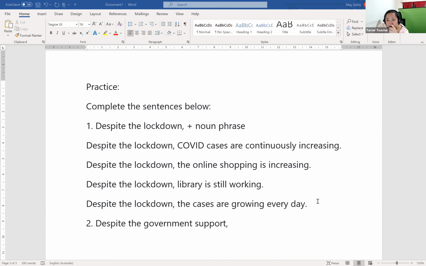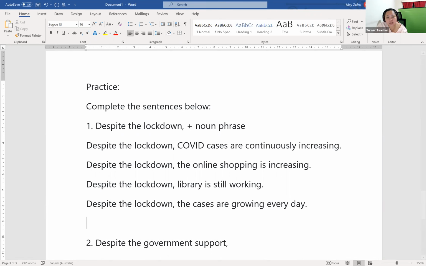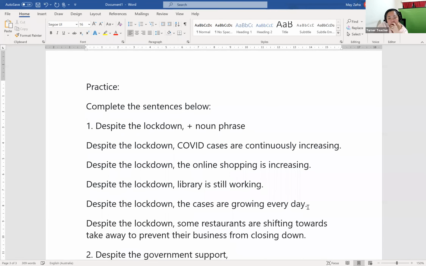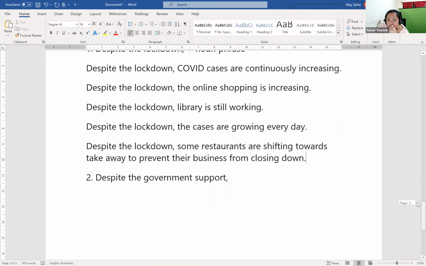Did I miss anyone? Despite the lockdown, some restaurants are shifting towards takeaway to prevent their business from closing down. Good. Jason is the only one who's given me an academic sentence. Everybody's just trying to make short sentences. Despite the lockdown, people are still going out. Yes, this is correct.